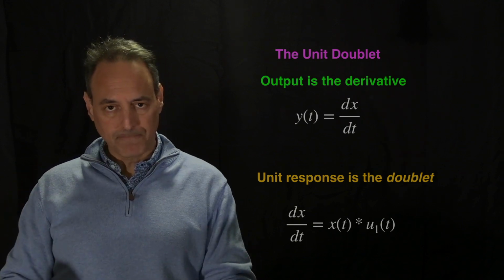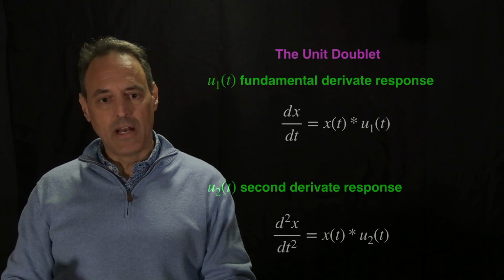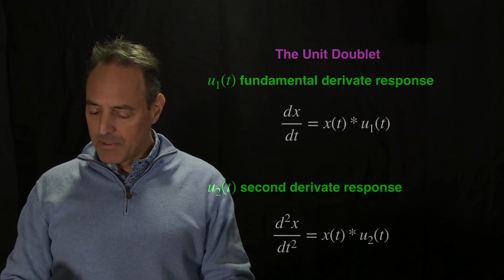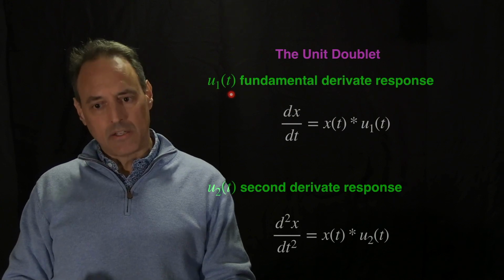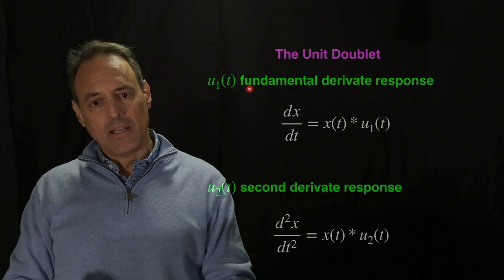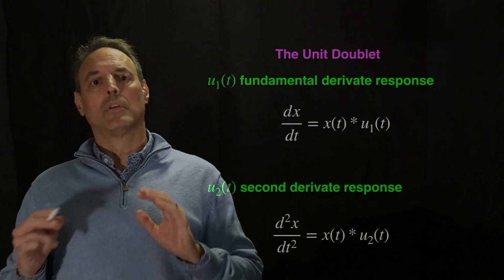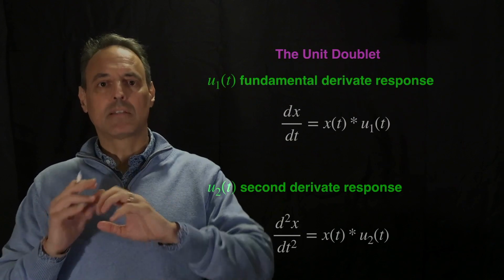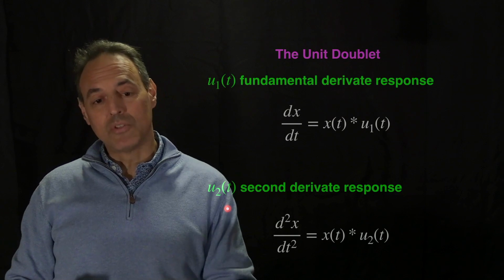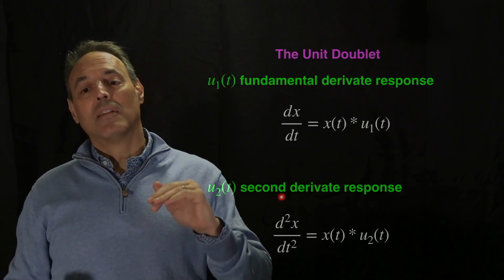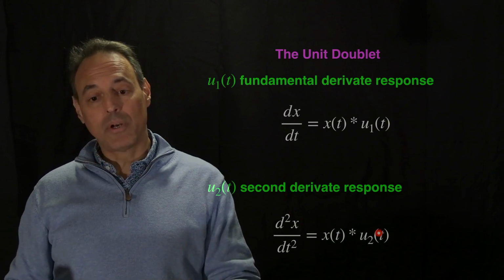Okay? All right. So how do we start thinking about calculating that? Well, the unit doublet is really thinking about u1(t). This is the object that we're trying to look at, the fundamental derivative response. In other words, u1(t), when you kick the system, right, it produces a derivative. Let's call u2(t) the fundamental response that produces a second derivative. So in other words, I'm looking at some operation here.